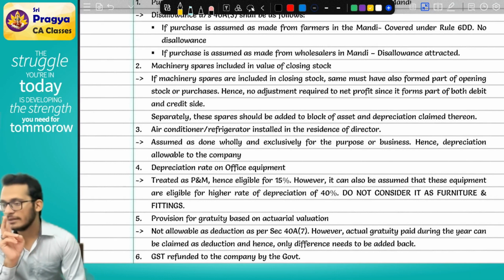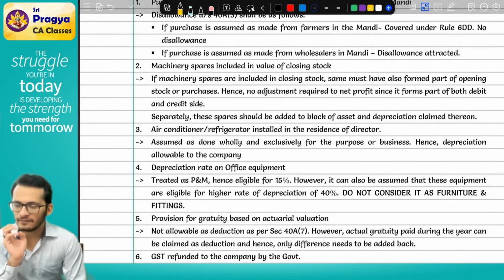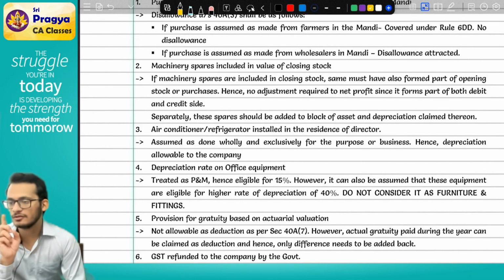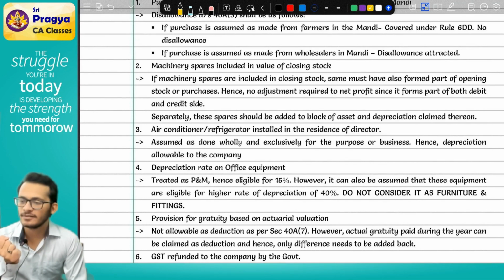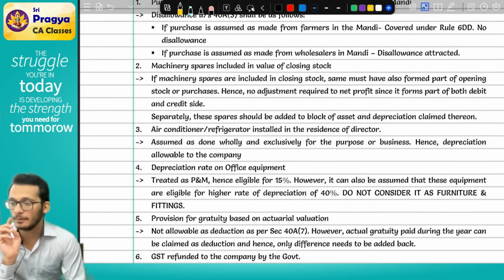Had this question been for a sole proprietor, if the question would have said AC is installed in the sole proprietor's home but depreciation is fully claimed in office, then you would have disallowed it because it is personal. There is no separate legal entity concept here.